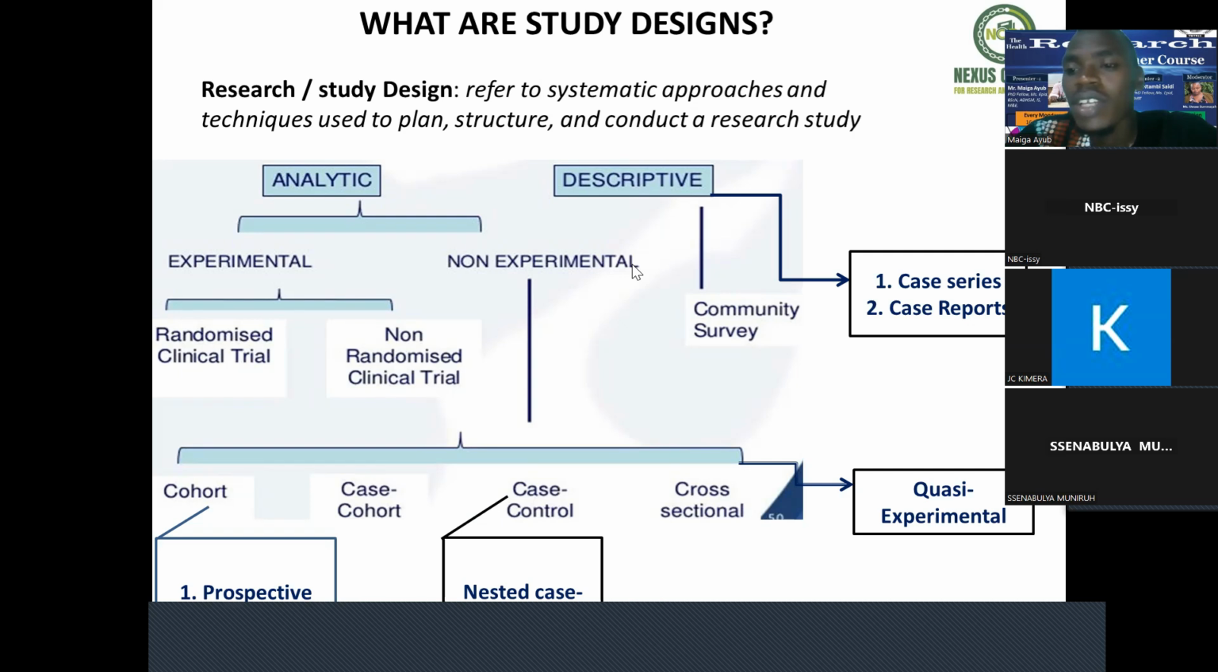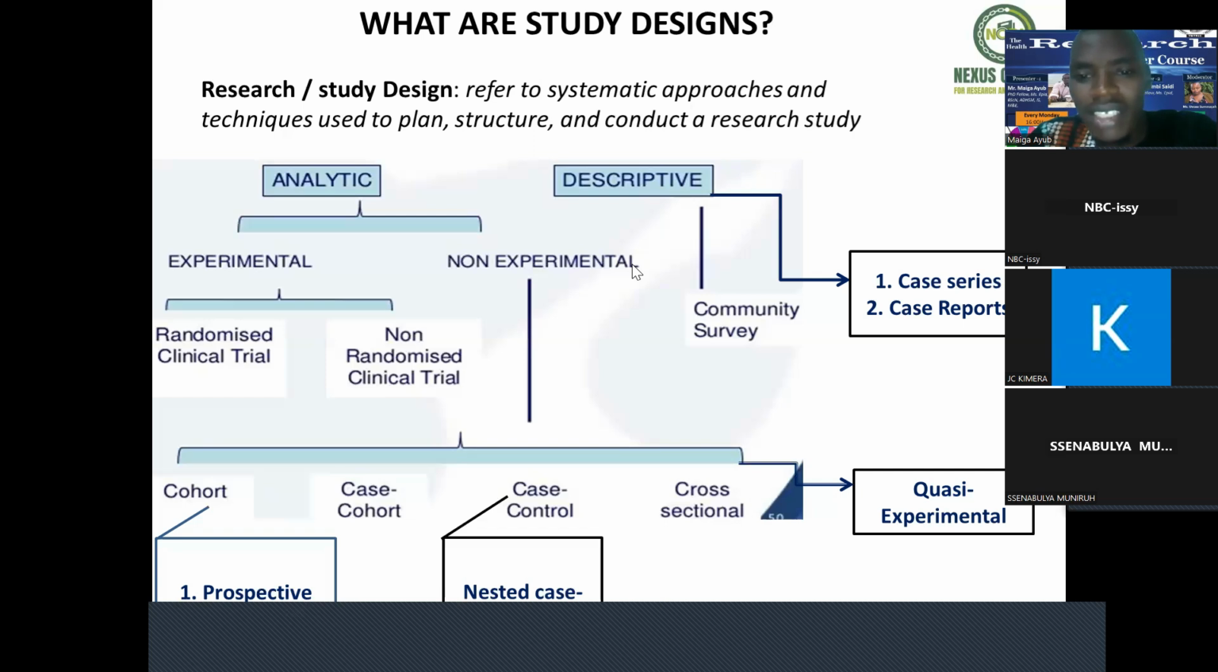It's a direction, a way, a method that you are going to use to conduct your research in order to answer your research question. So we have what we call the analytic and also the descriptive kinds of studies. As I discussed earlier, descriptive deals with just numerics, like frequencies and percentages. You just describe. You don't analyze. You don't infer association. But for analytical studies, you infer association.